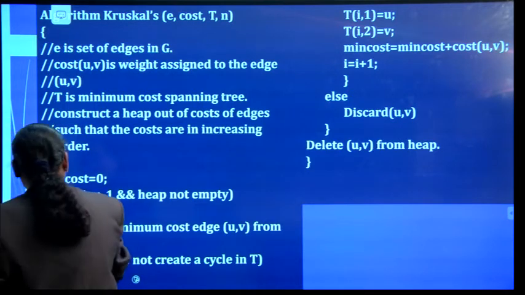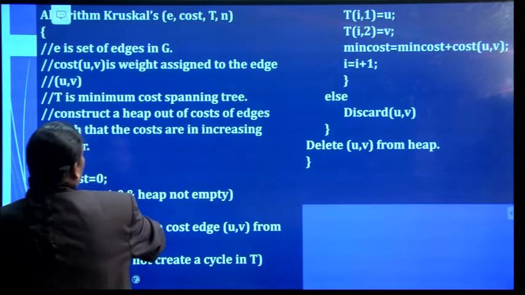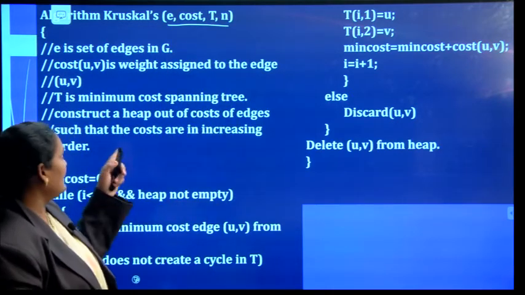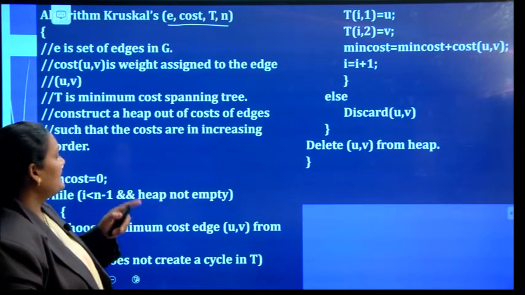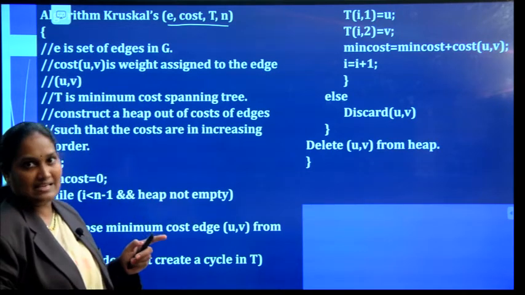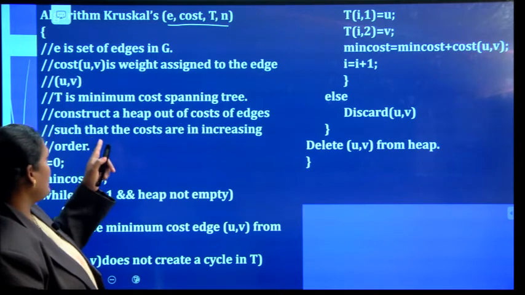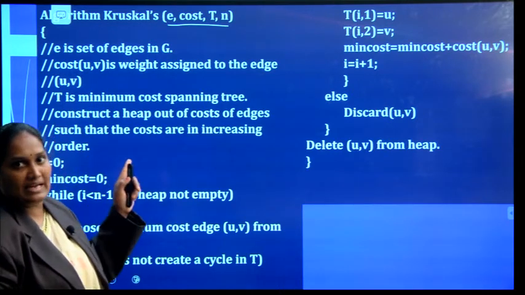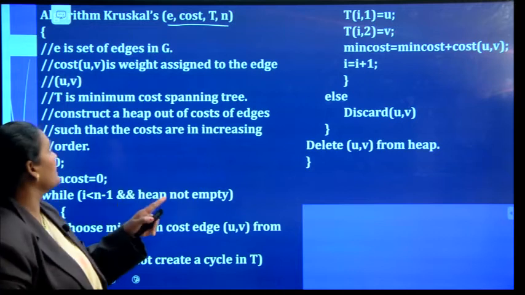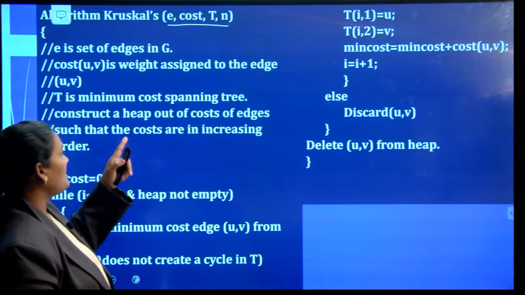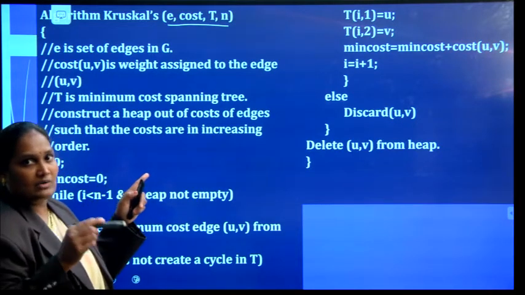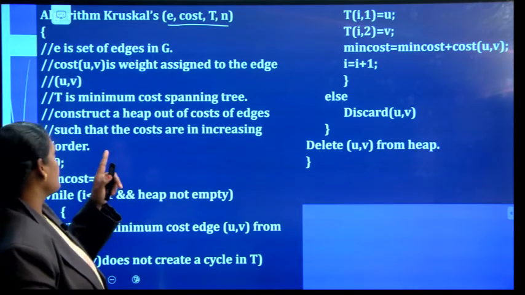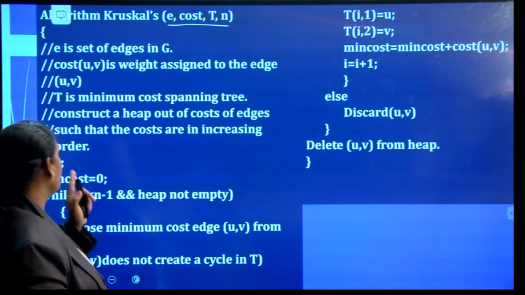Here is Kruskal's algorithm, which contains 4 parameters: E, cost, T, N. Here E is the set of edges. Cost is the cost assigned to the edge U comma V. T is the minimum cost spanning tree that we are going to find. N is the number of vertices.